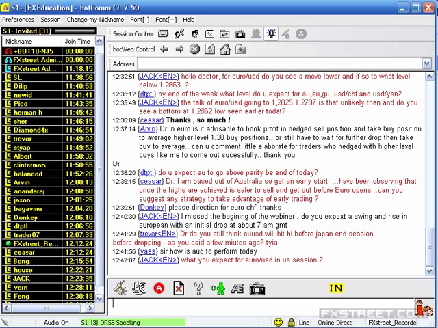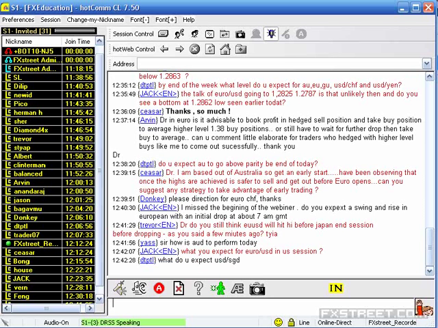Please, direction of the Euro CHF? They are expected to gain the levels after the late European session. Next, in the beginning of the webinar, do you expect a swing and rise? I will show that PowerPoint presentation. Do you still think that Euro will hit high before the Japanese session? Yeah, Euro could make a brief upward stop above the high and then make the slide during late European session. That is what is expected as per the forecast.